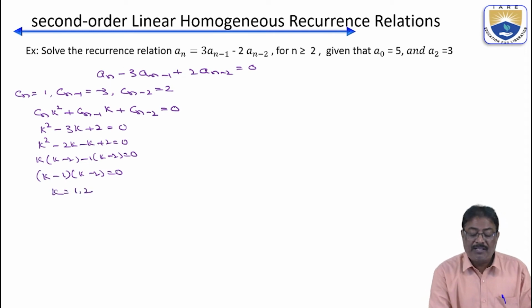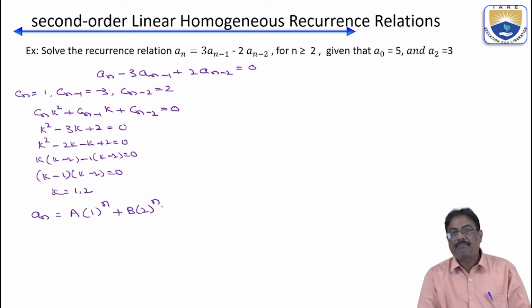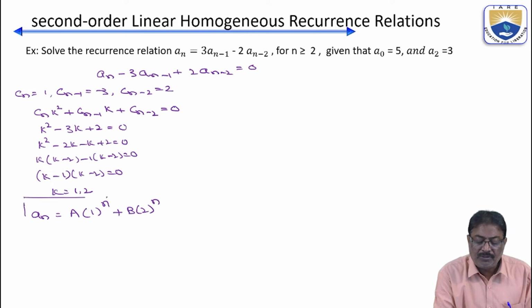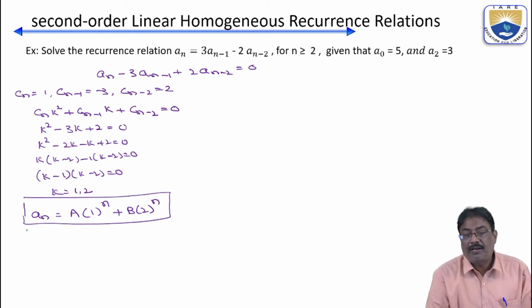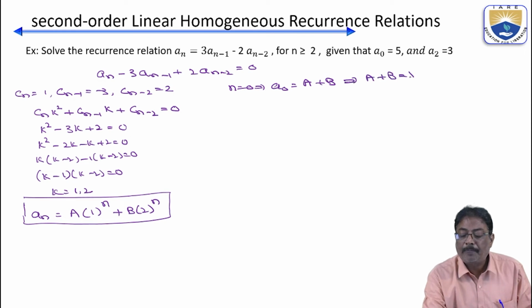Once again we are going to get real and distinct roots. So An equals a times 1 to the power of n plus b times 2 to the power of n. So this is the solution. Now I am going to calculate what the a and b values are. If I substitute n equals 0, then A naught equals a plus b. A naught is 5, which implies a plus b equals 5.